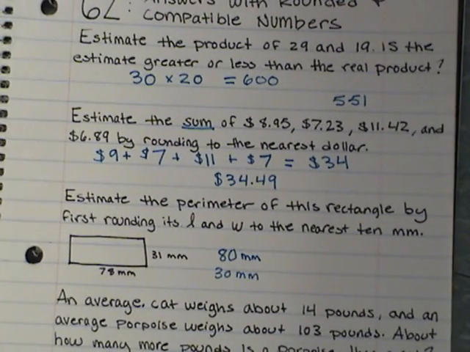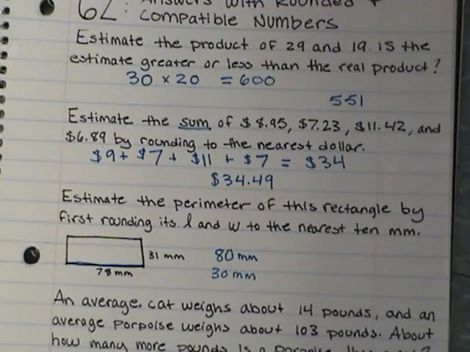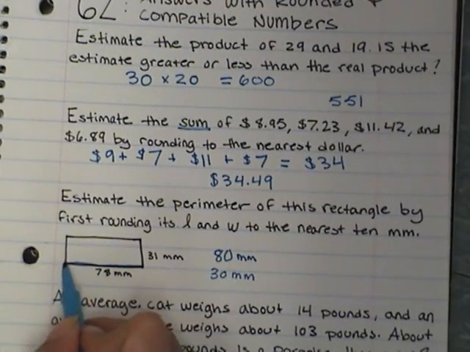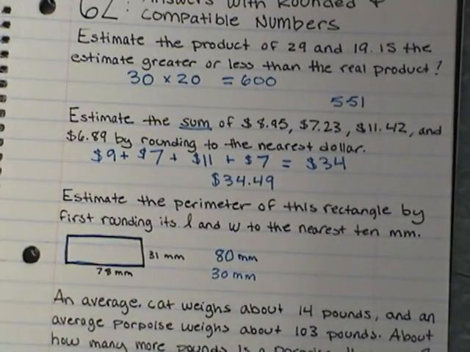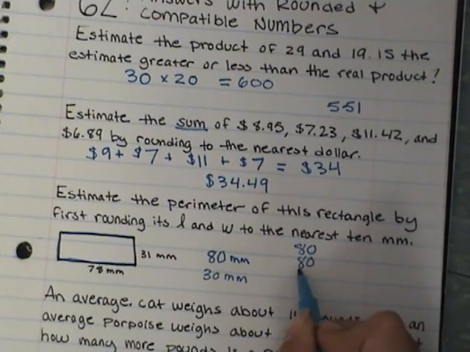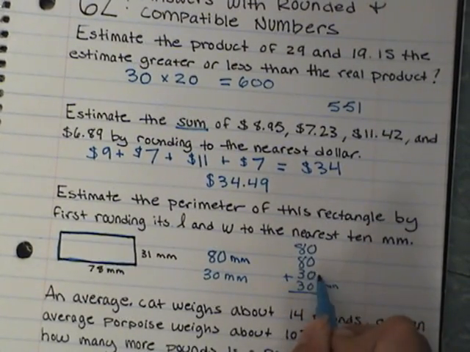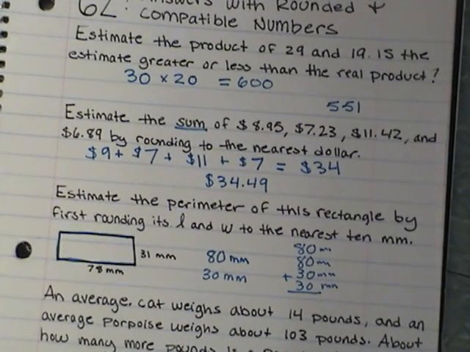Now, it says estimate the perimeter. If I were to just add these two numbers, I'm really only talking about this much of the perimeter. So I need to add on another 30 and another 80 so that I can get my entire rectangle. So I would add 80, 80, 30, and 30. Don't forget your millimeters. When you add all these up, go ahead and do that by yourself.